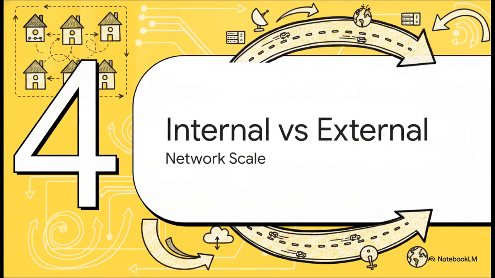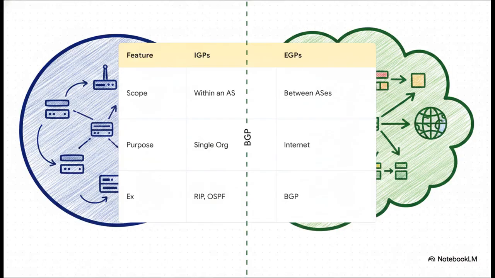Moving right along to Section 4, internal versus external networks and network scale. Now, routing inside a local digital neighborhood is incredibly different from routing out on the massive global internet highway. And this brilliantly illustrates how we categorize that difference into two main buckets. We have IGPs and EGPs.